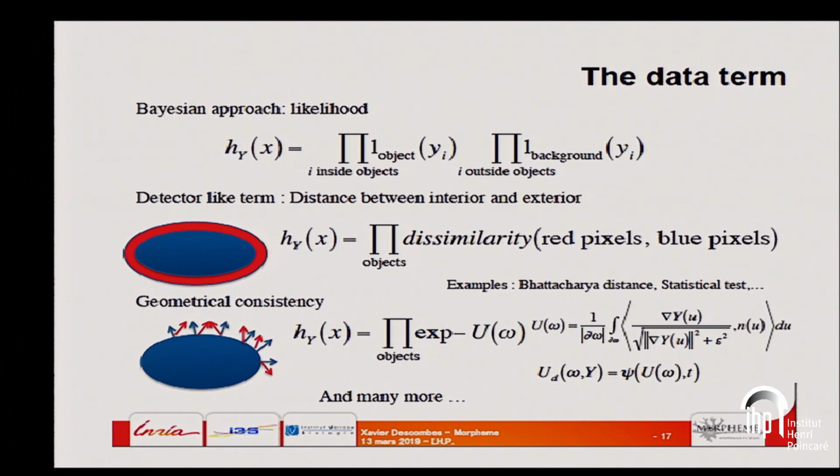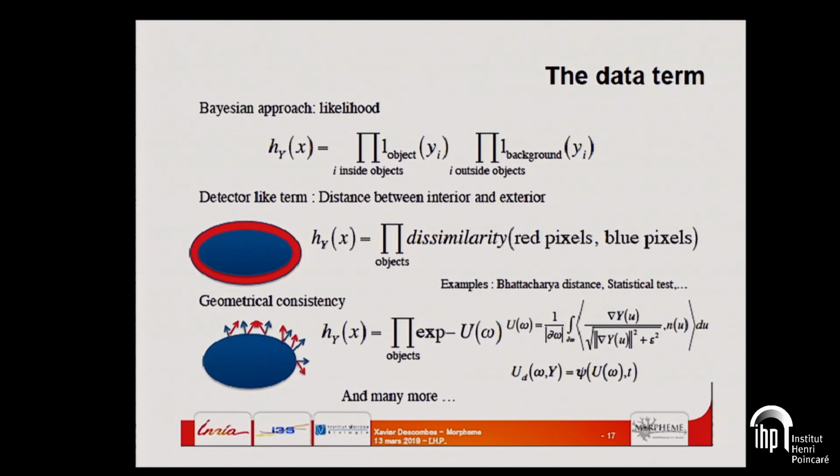Okay, then the data term. It's the last part of the model. The classical way is to use a likelihood. You consider that you know the solution, and then you define the probability of having this image, this data, knowing your solution. So for instance, if you detect objects, you can have a product over every pixel inside some object, and a product over every pixel outside the objects. And then you can put, for instance, a Gaussian density if you suppose that your intensity is Gaussian, or whatever.